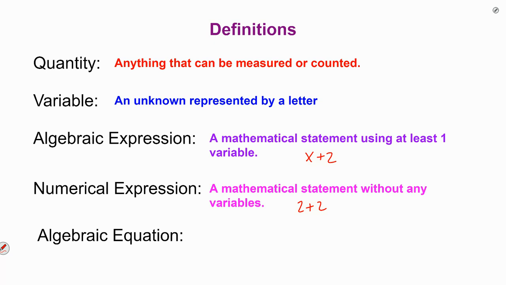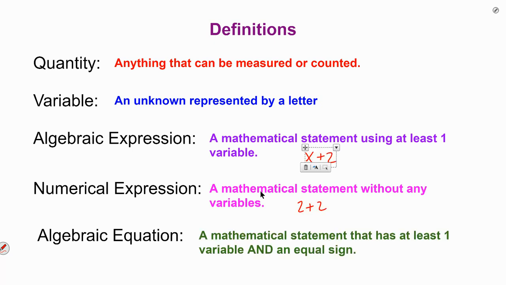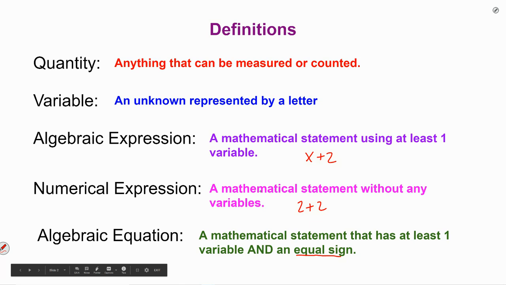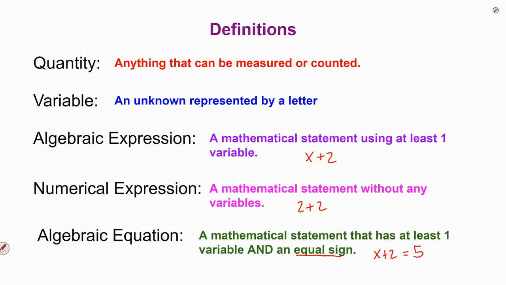Now, an algebraic equation is very similar to an algebraic expression, except there's one big difference. An algebraic equation is a mathematical statement that has at least one variable and an equal sign. That is the key. You have to have an equal sign for it to become an equation. So if I were looking at the example of x plus 2, if I had x plus 2 equals 5, we would say that is an algebraic equation.